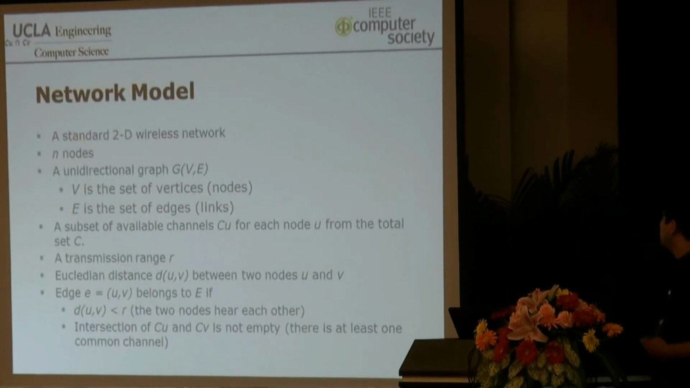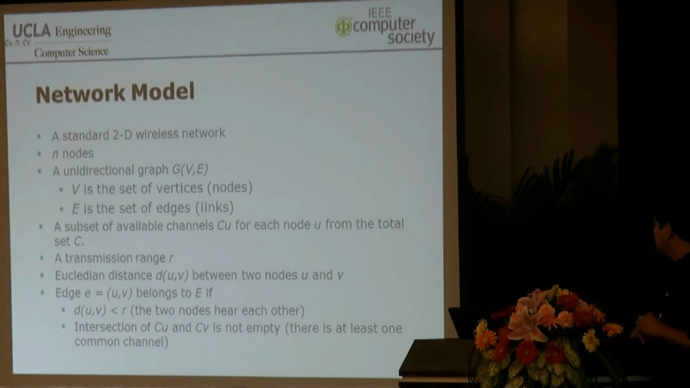So my network model is just a regular sensor network. It's a 2D plane with n nodes. The distinction between a sensor node and a relay node is basically the number of interfaces they have. So if a node has one interface, that's a sensor node. It's a directed graph, so there's an edge that goes from one node to the next node. The edges are the links, of course.